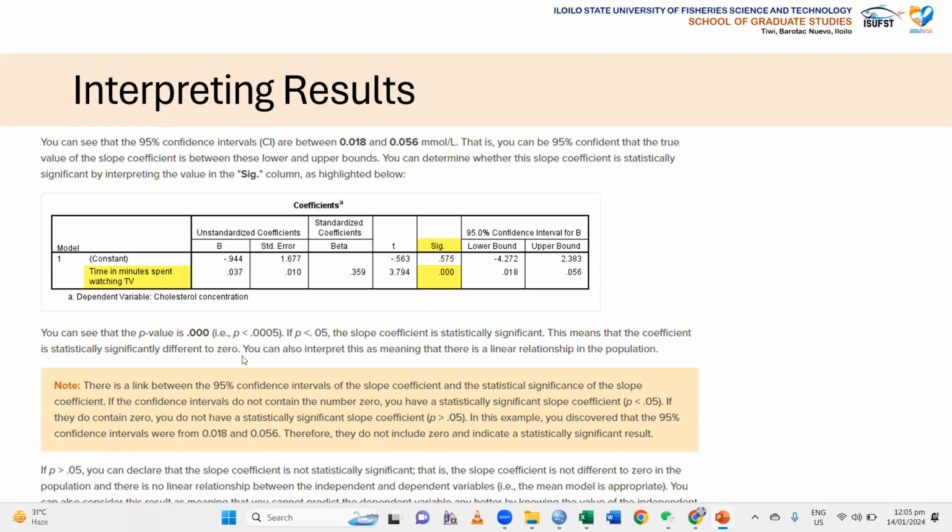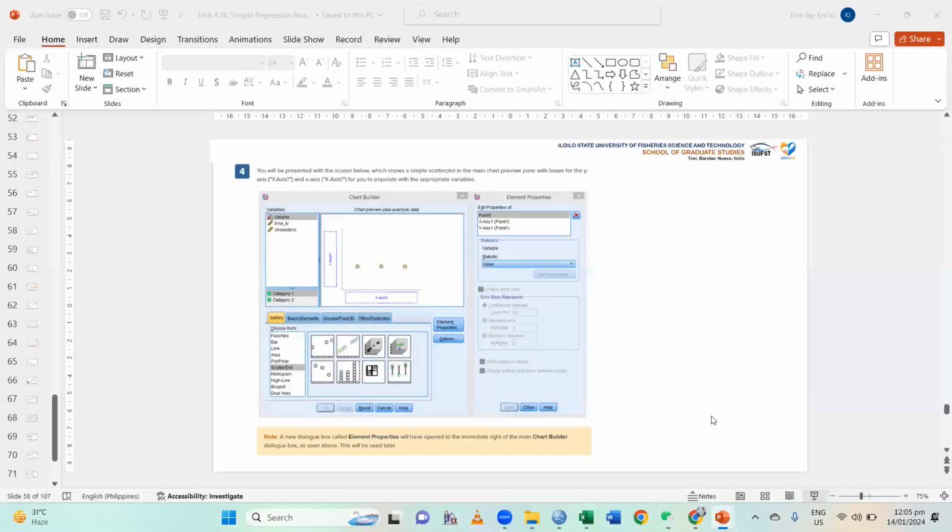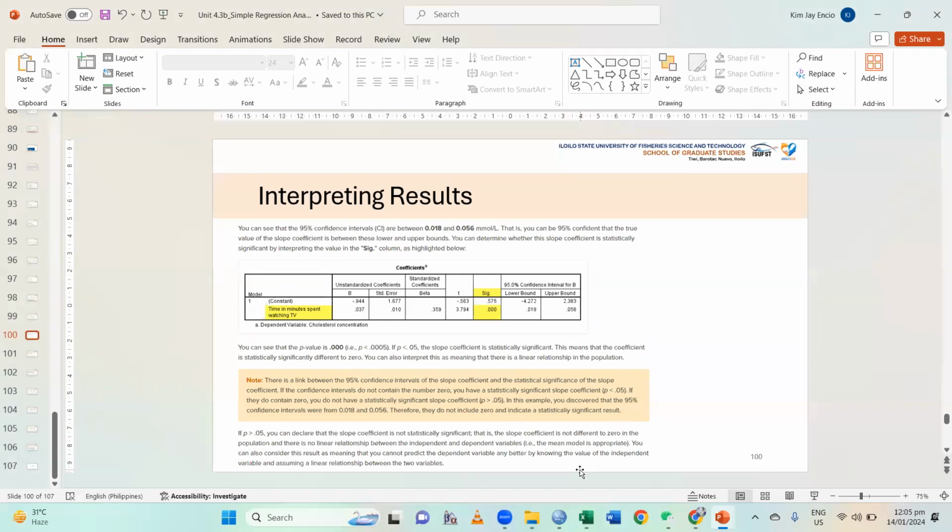Now, you can see that the p-value for time in minutes spent watching TV is less than 0.05, which means the slope coefficient is statistically significant. If p is greater than 0.05, you can declare that the slope coefficient is not statistically significant. That is, the slope coefficient is not different to 0, and that there is no linear relationship between the independent and dependent variables. Okay? That is, the mean model is appropriate. You also consider this result as meaning that you cannot predict the dependent variable.